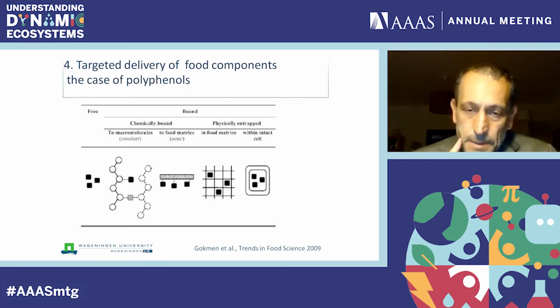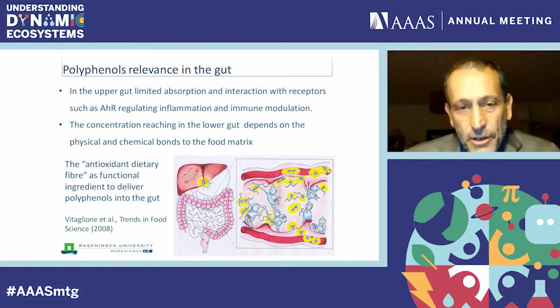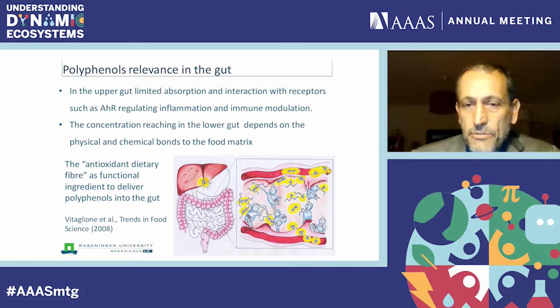So we published already now 12 years ago a very important paper in Trends in Food Science about the importance of the fibers to deliver polyphenols to the gut. So the fiber was not only important for its role as a fuel of the gut microbiota, but also because it delivers the polyphenols to the gut, and the gut actually releases polyphenols into the blood.